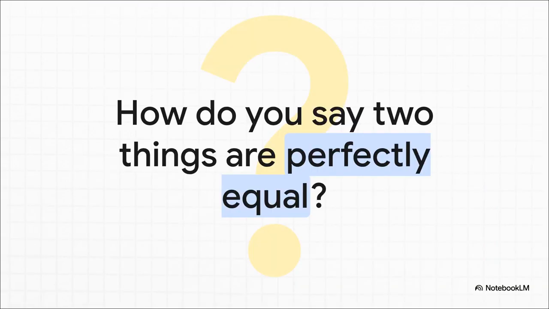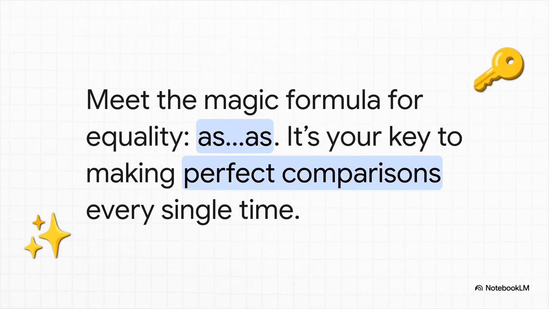Okay, so let me ask you something. How do you actually say that two things are perfectly equal? When you want to express that perfect balance between them, what words come to mind? Well, believe it or not, the answer is so simple. It's this magic little formula. As. That's it. It's this incredibly straightforward and honestly super effective way to make those perfect comparisons of equality, and it works every single time.